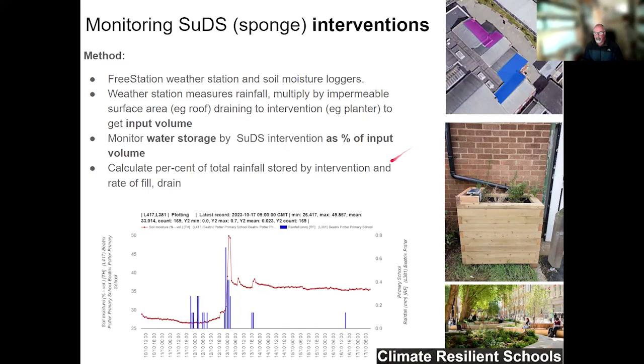And of course, what we do there is we need a weather station, usually on the school roof, which again has educational co-benefits. We then need to measure the size of the roof that's draining into here to calculate the volume of water that's coming in. And then, of course, we measure the moisture dynamics in here to measure the extent to which that is stored versus drained. So here you see a rainfall event and the peak in storage and rather quick drainage for this particular planter back out. So again, we can calculate the percent of the total rainfall that's stored by a particular intervention, and therefore its efficacy and efficiency.